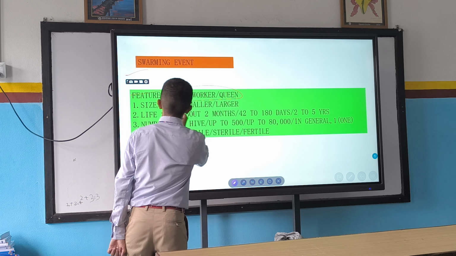Number of bees in a hive means the population of bees in a single hive. Drone bees number up to 500, and worker bees, as I already said, number 20 to 80,000 in a single hive, and the queen bee only one. Fertility: drone bees are fertile, worker bees are sterile, and the queen bee is also fertile.